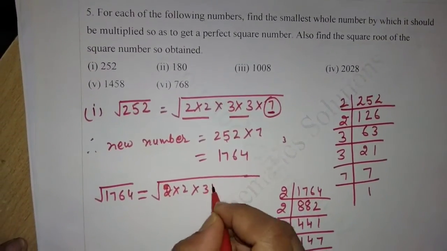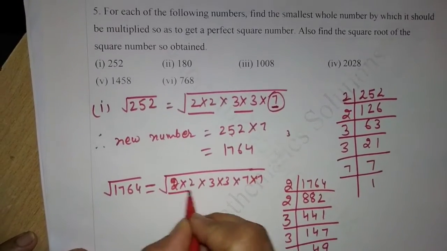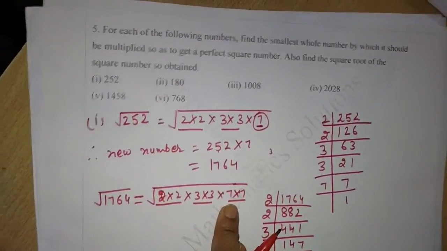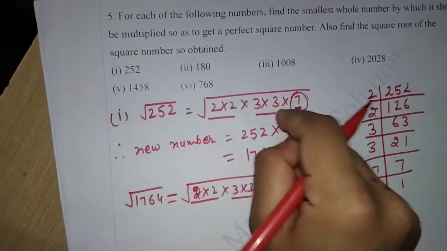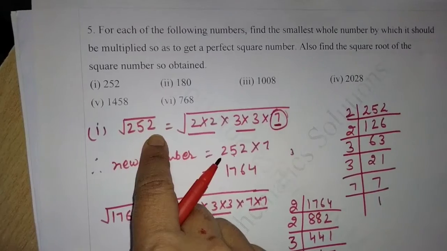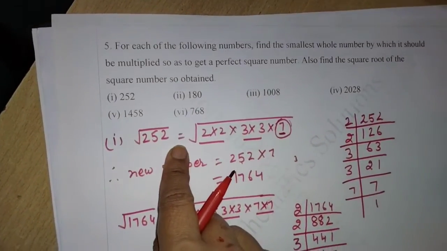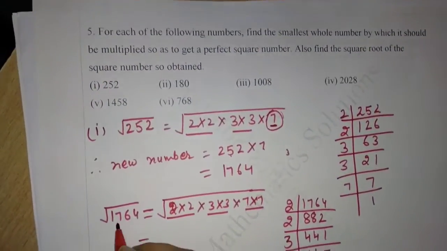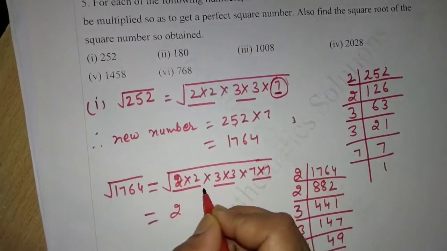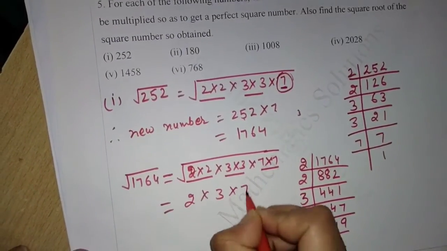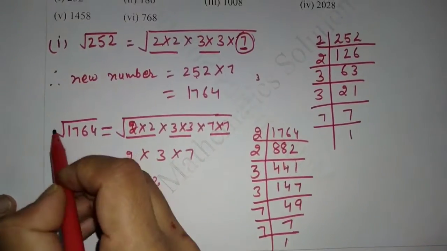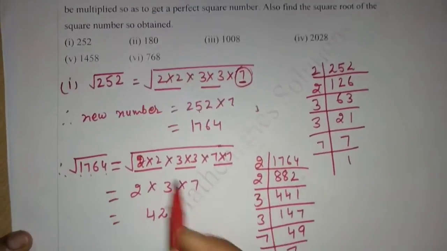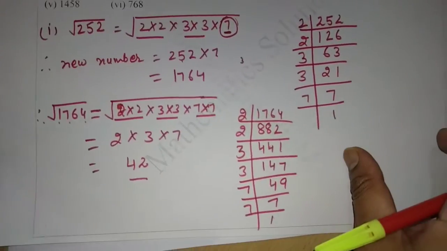So now you can see that all the prime factors are in pair form. So this is the perfect square number, and this is the smallest whole number by which the given number gets multiplied to become a perfect square number. So to find the square root of this number, take one member out of each pair and find their product. 3 2s are 6, 6 7s are 42. Therefore the square root of 1764 is 42. Let's do another example.